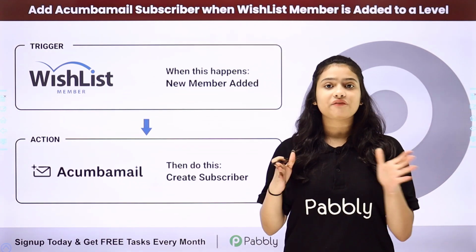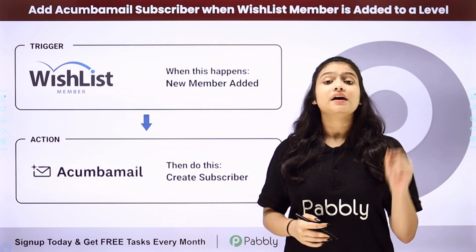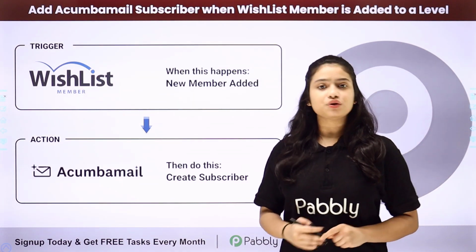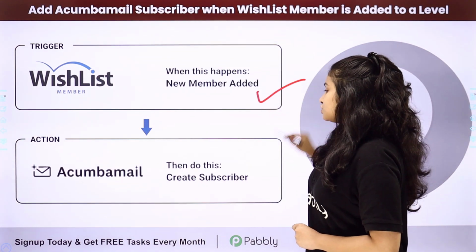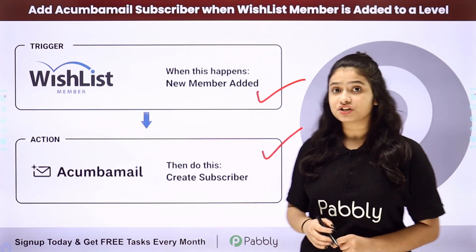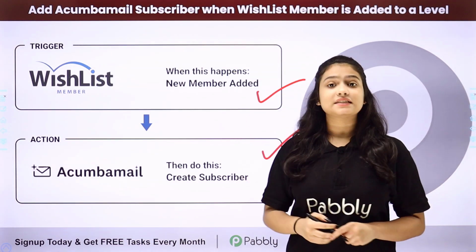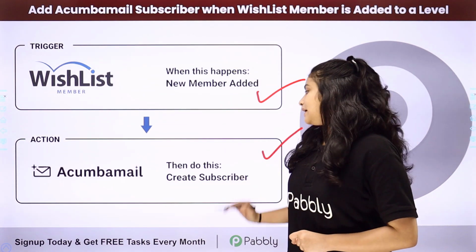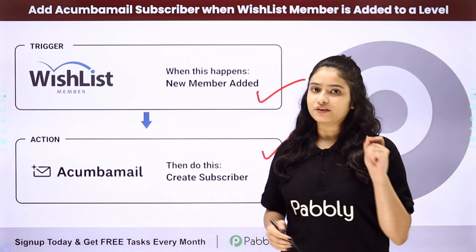Because they do not have any kind of native integration between them, we are going to use an integration software, Pabbly Connect. We have Wishlist Member in our trigger and Acumbamail in our action. So we will connect both of them in such a way that whenever a new member is added in our Wishlist account, a new subscriber is automatically created in our Acumbamail.